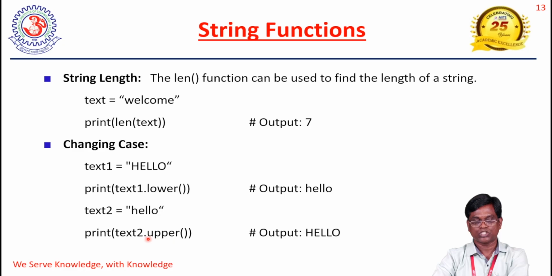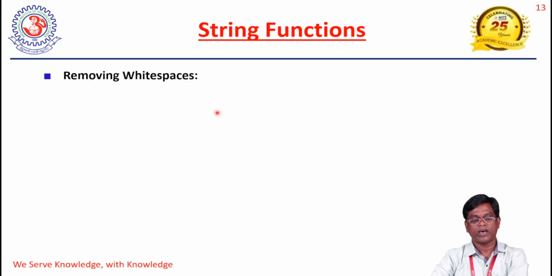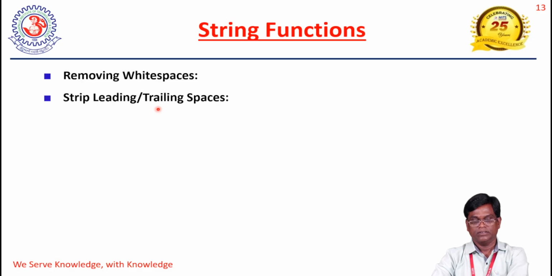If I give text2.upper(), all the characters in text2 will be converted to uppercase. Similarly, I have functions for removing white spaces or blank spaces in the given string. Technically, we can call it stripping leading and trailing spaces. Whatever white spaces are before the string are the leading spaces, and after the string, whatever spaces are there are called trailing spaces.